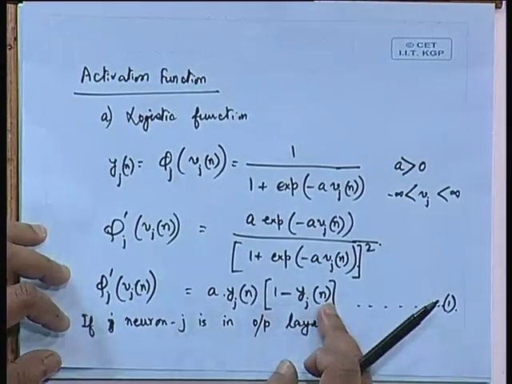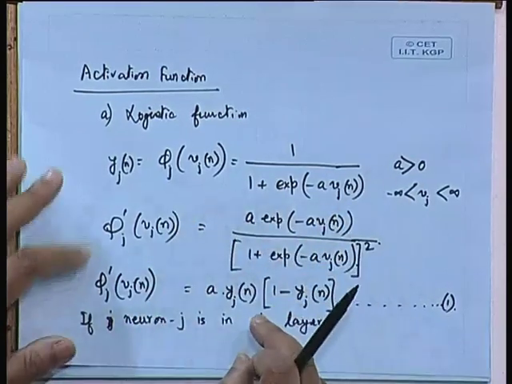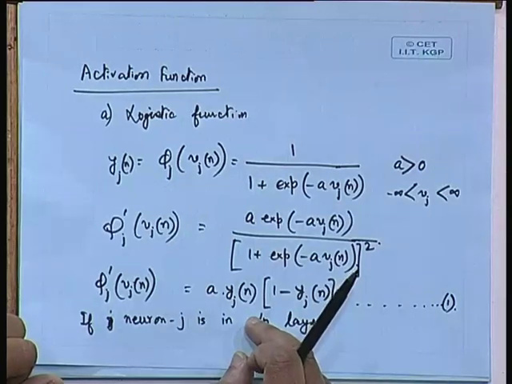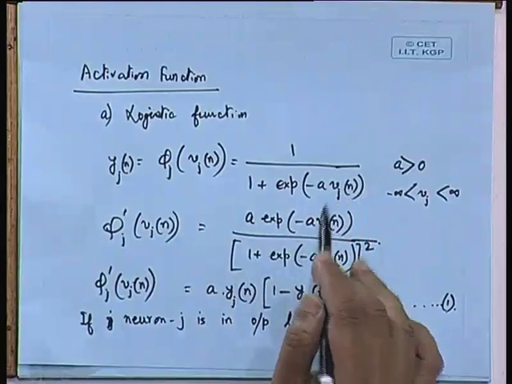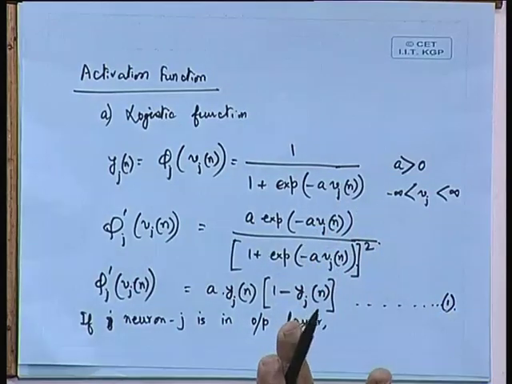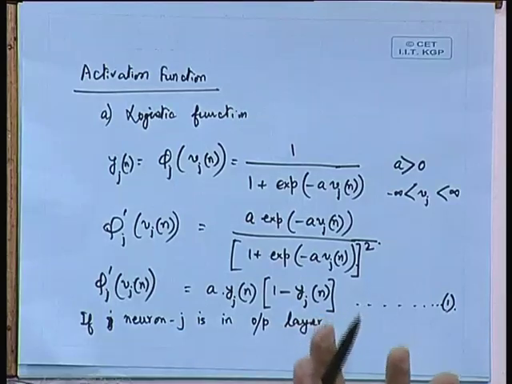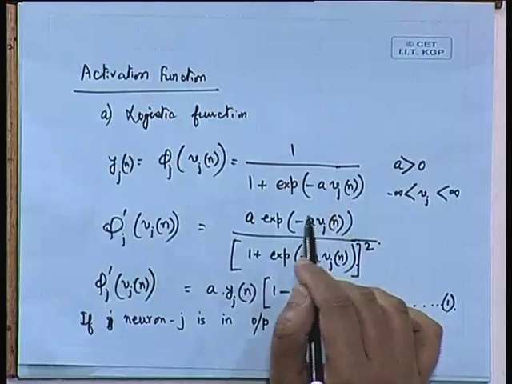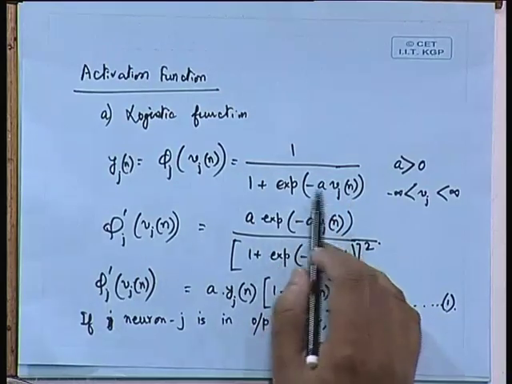Now, first of all, what is going to be the range of y j according to this activation function? Can anybody say? What is the range of y j? Plus 1 to minus 1, everybody agrees? 0 to plus 1, 0 to 1 it is, because it's very easy to see that. You don't have to remember it. Even if you simply have a look at this expression, you can see what is the bounds on this term.